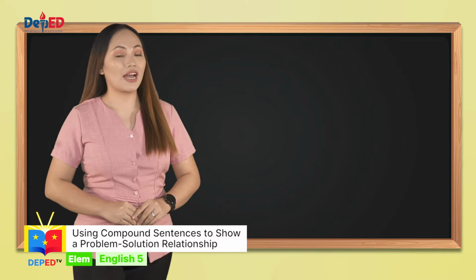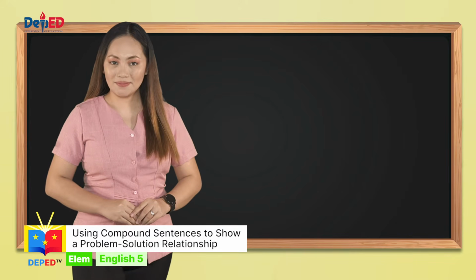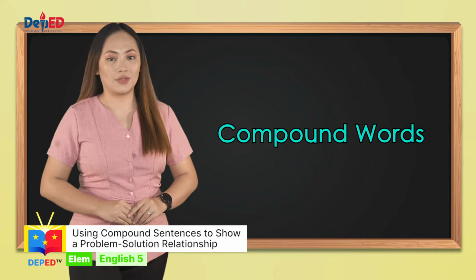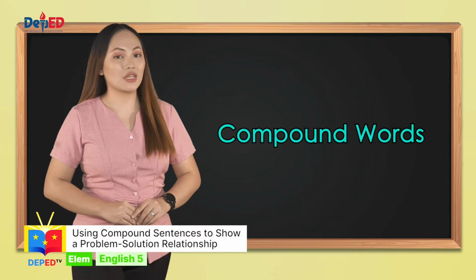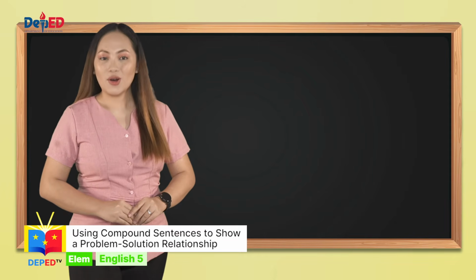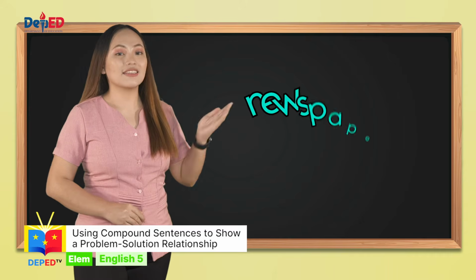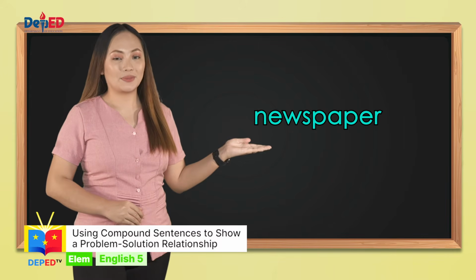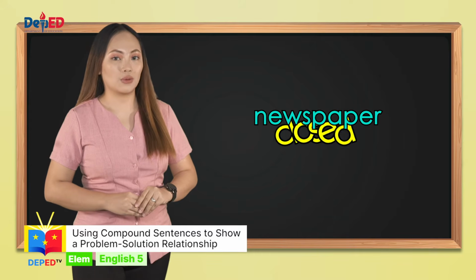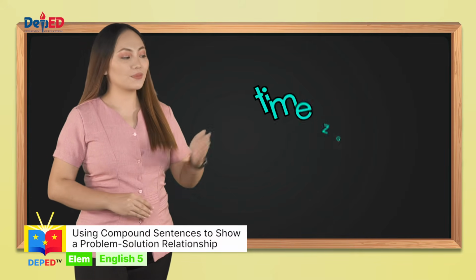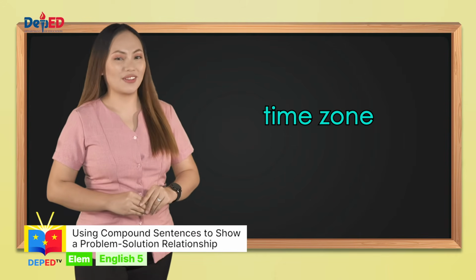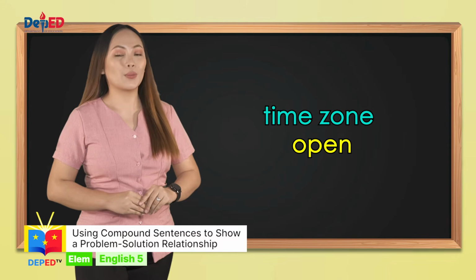Do you remember our lesson in the second episode? That's right. It was about compound words. Could you still remember the 3 types of compound words? Let me see. What type of compounding is in the word newspaper? Very good. It is closed. What about in the word time zone? You got that right. It is open.